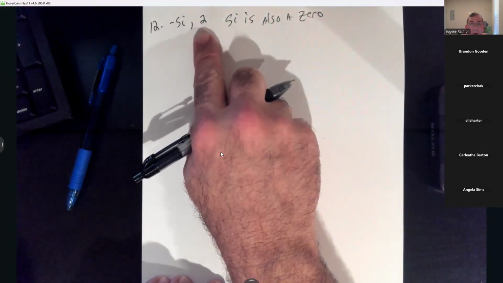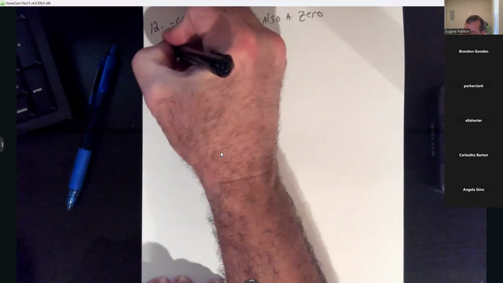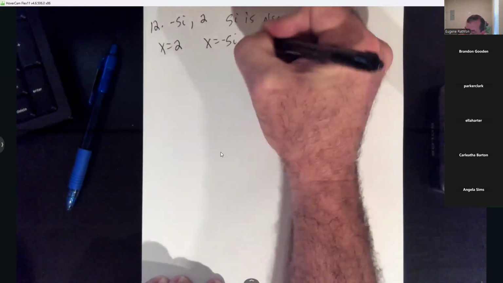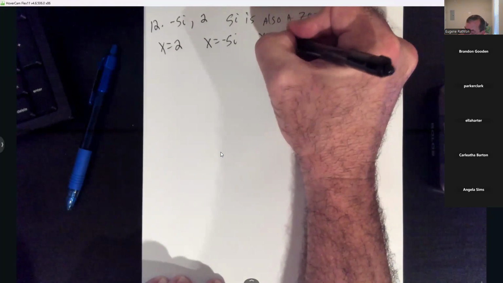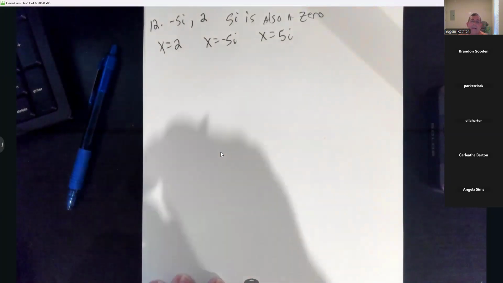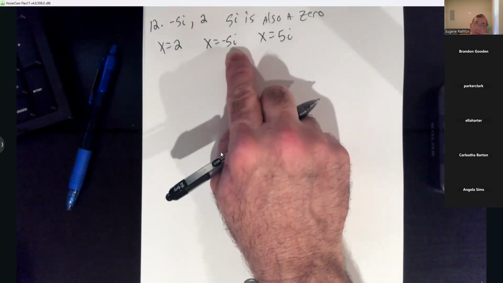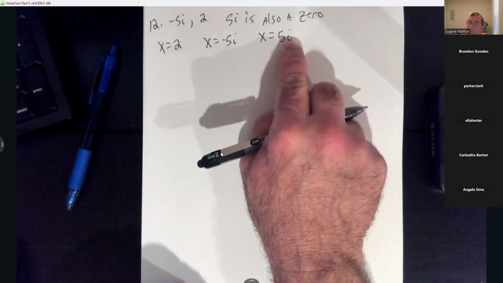Now I'm going to put my number first, x equals 2, and then x equals negative 5i, and then x equals a positive 5i. So number 12 is going off of number 11 to make you realize that if I give you this, that's automatically a zero too, okay?